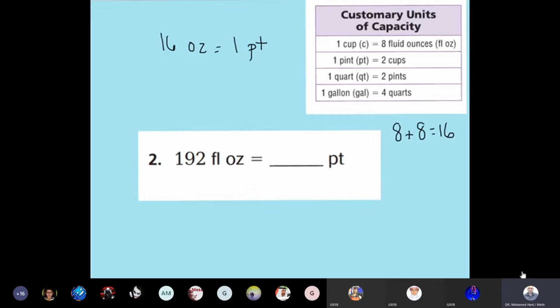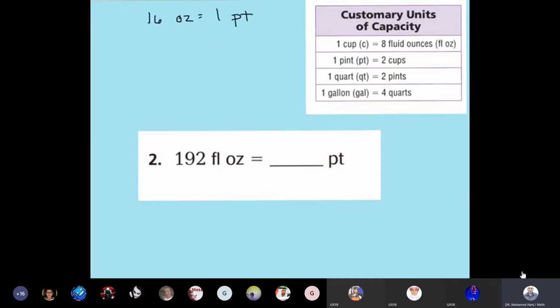If I'm going from a small measurement to a larger measurement, I'm going to have fewer of these because they're bigger. Therefore, I will be dividing. So my equation is going to be 192 divided by 16 ounces, which will tell me how many pints, because remember there's 16 ounces in 1 pint.